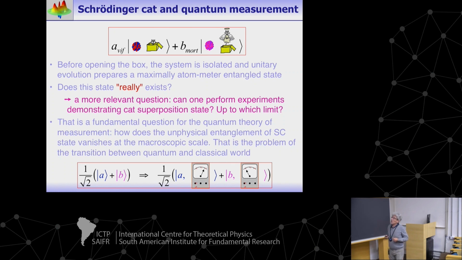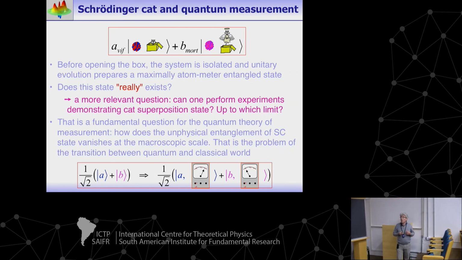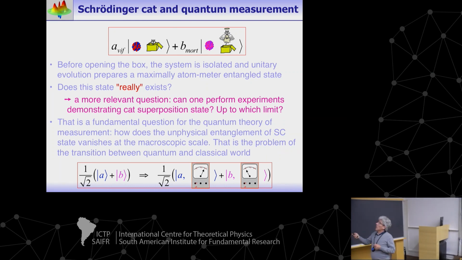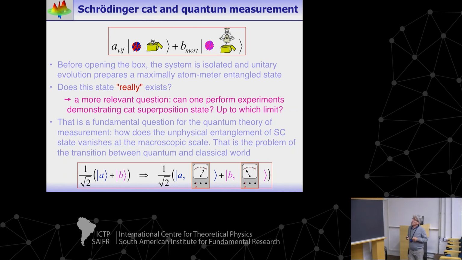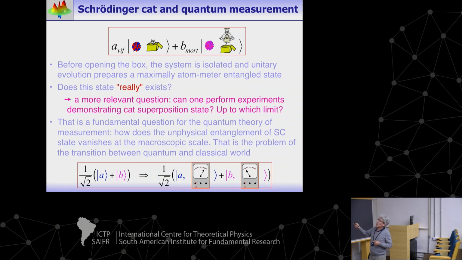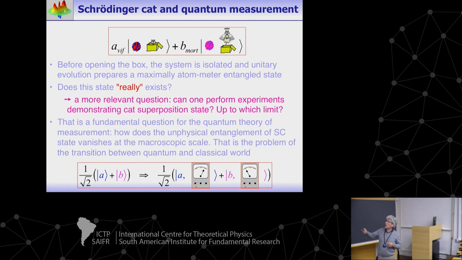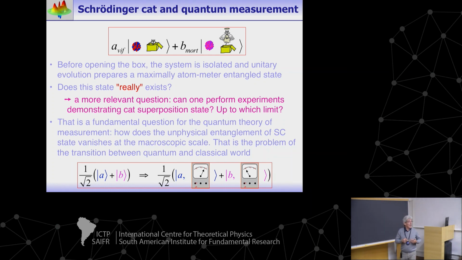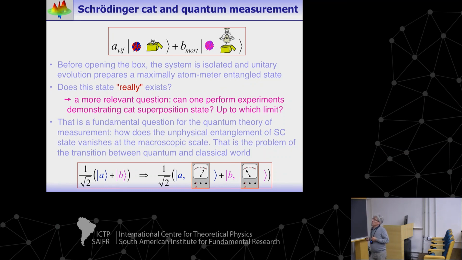Then one question is, does this special vector of the Hilbert space really exist? And I think it's more interesting to formulate the question in a more pragmatic way by asking, can one perform an experiment, not a thought experiment, but a real experiment, in which one can demonstrate quantum interference between the two components of this superposition? That's the real physical formulation of this question. Does this state really exist? Is there an experiment demonstrating quantum interferences between the two components of the state?